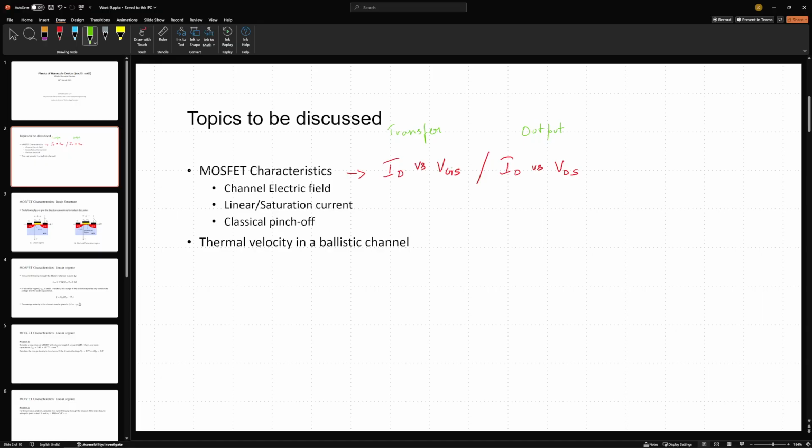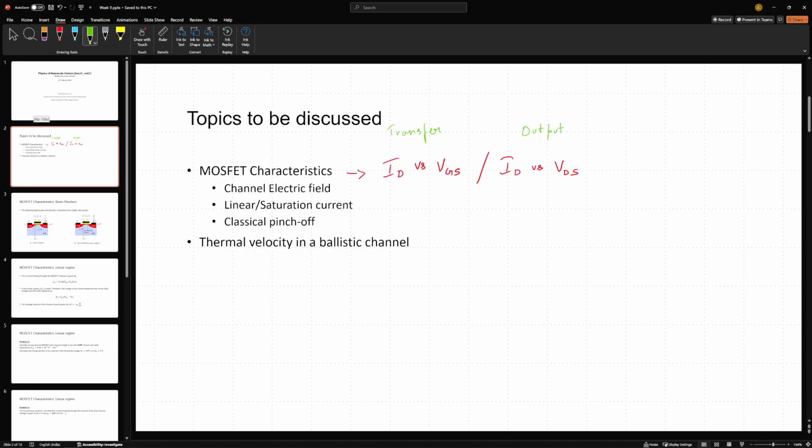Even now, we are in the regime of the classical, long channel MOSFETs. We will look at the linear and saturation currents, which are essentially part of the output characteristics of the transistor. And then we shall look at the notion of the thermal velocity in a ballistic channel. At this point, we will switch over.